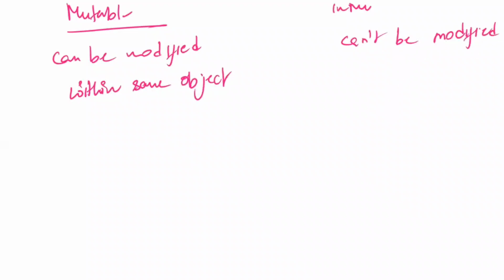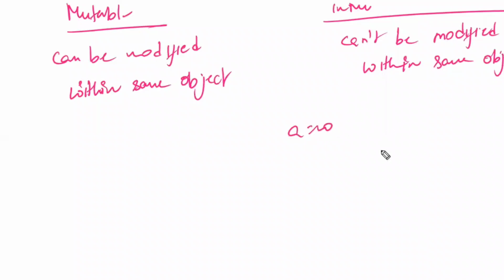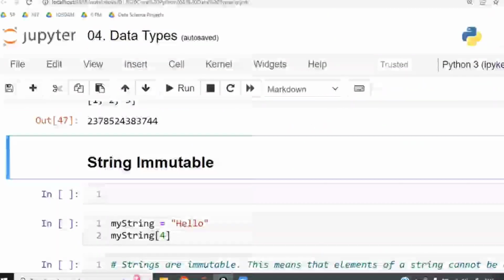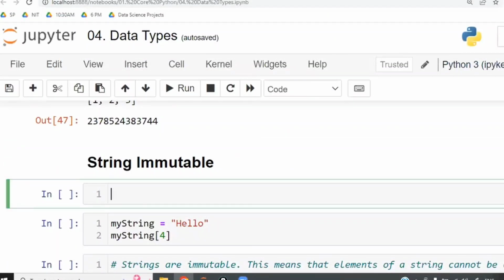Modification can be done, but not in the same object. A new object will be created. Okay. A new object will be created. Immutable means it cannot be done within the same object. Can't be modified within the same object. No modifications can be done. Once fixed means fixed only. For example, A is equal to 20 means this is fixed. You can't change anything. Fixed. Rock solid.